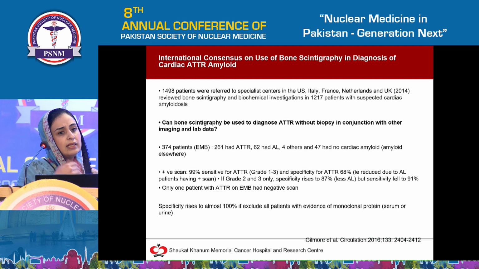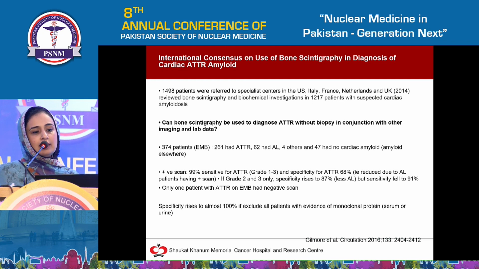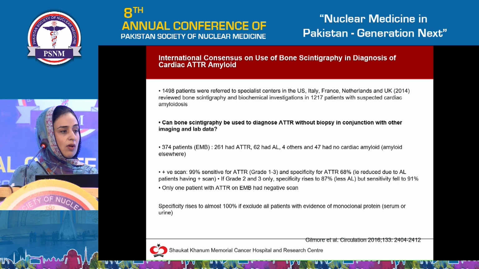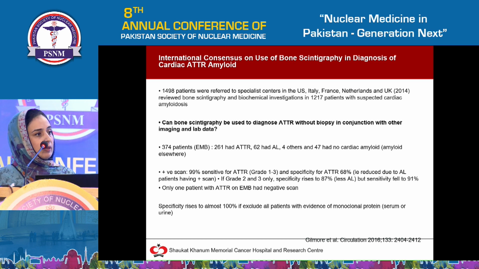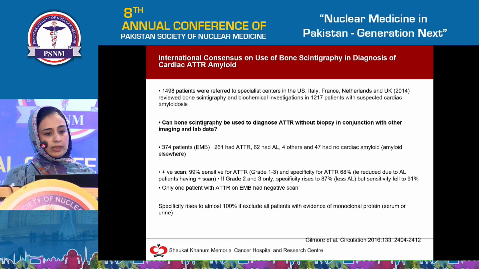So a consensus was required to decide to use these in diagnosis of cardiac amyloid. Specialist centers in the US, France, Italy, Netherlands, and UK in 2014 looked at patients being referred to them. They had 1498 patients referred to them. Of them, 1217 were suspected to have cardiac amyloidosis. The question they were looking at: can bone scintigraphy be used to diagnose ATTR amyloid cardiomyopathy without using a biopsy, but using other imaging modalities and lab data?